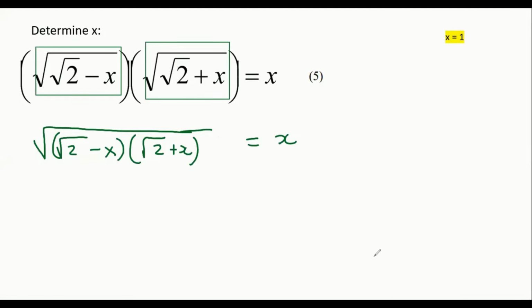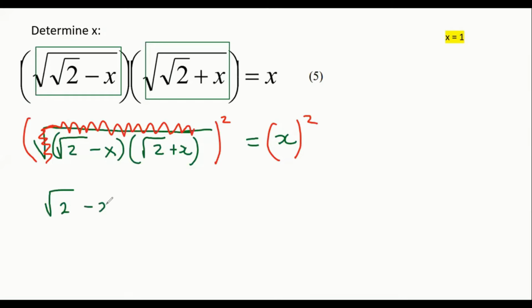What I'm going to do next is I would like to get rid of the big square root, so I can take the square on both sides. Okay, and what that will do is it will get rid of this square root over here. Only that one. And so what we will be left with on the left-hand side is the square root of 2 minus x and the square root of 2 plus x. Okay, and then on the right-hand side, we would be left with x squared.